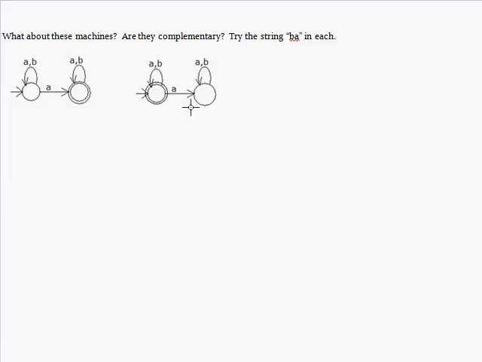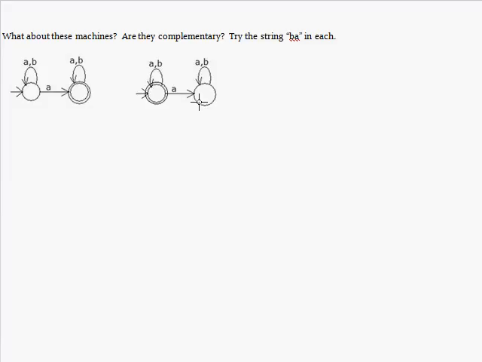If both these machines accept the string BA, or both these machines accept the string A, then they cannot be complements of each other. If they truly were complements, then a string would get accepted by exactly one of the machines. Any string made out of A's and B's would get accepted by exactly one. If a machine is non-deterministic, then you can't use that algorithm where you just flip the state types and expect to produce a complementary machine.